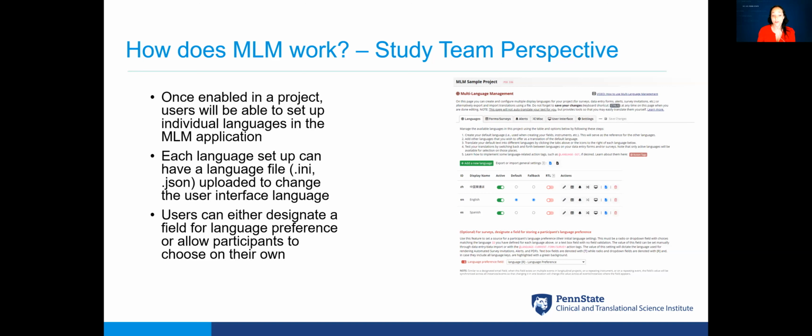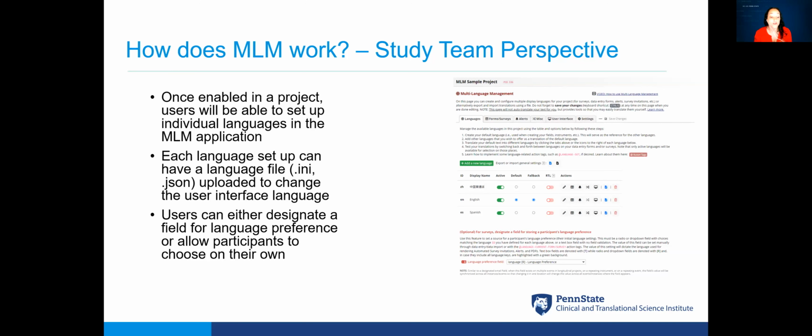Once it's enabled in your project, you can program multiple languages. In the screenshot I have here, you can see I set up Chinese, English, and Spanish in a sample project. And you can have a language file uploaded to the project that changes the user interface language. When I talk about user interface language, I'm talking about those alerts that came up for my project in English when it was all supposed to be in Spanish.